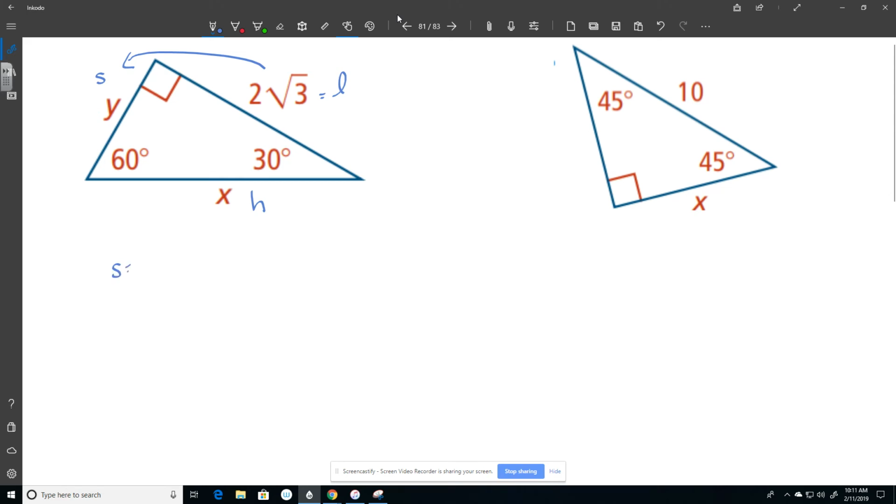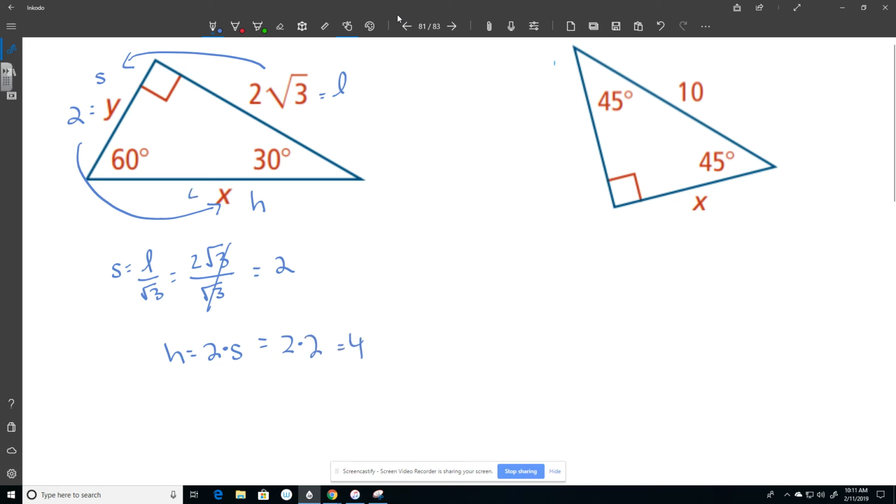And if I use my formulas, my short side equals the long side divided by the square root 3, which is 2 square root 3. That's my long side, but I divide by square root 3. And the square root of 3 divided by the square root of 3 goes away, so I'm just left with 2. So y is equal to 2, which is really nice because to go from the short side to the hypotenuse, remember the hypotenuse is 2 times the short side, which is just 2 times 2, which is 4. So x would equal 4. If you need to rewind and watch that one again, go ahead.